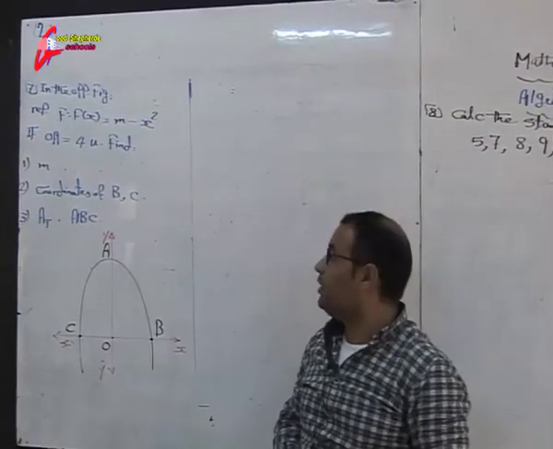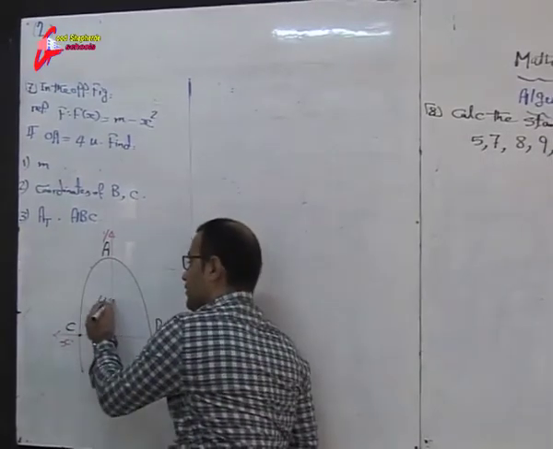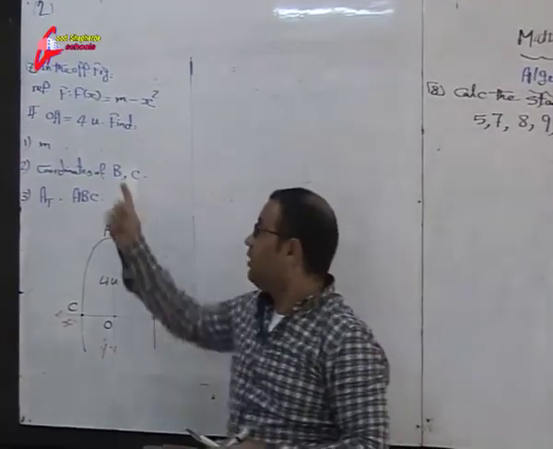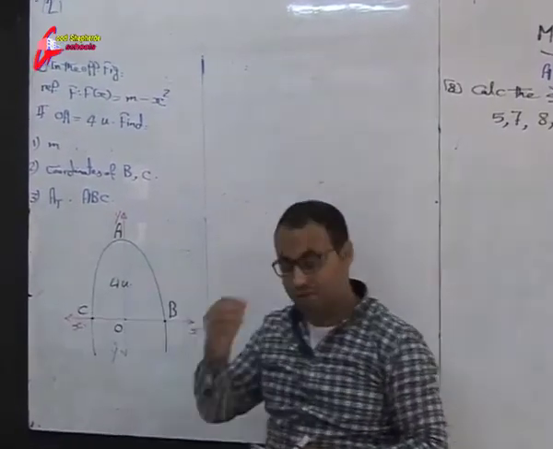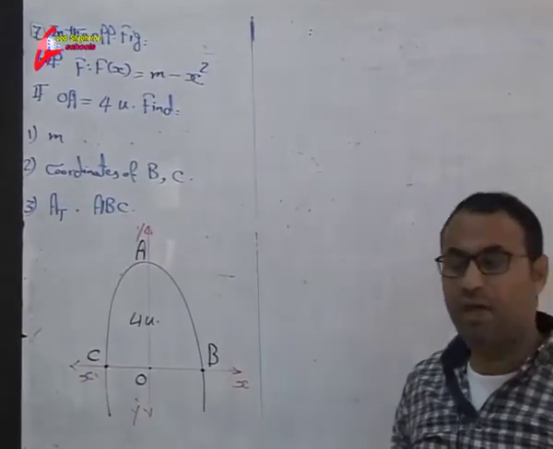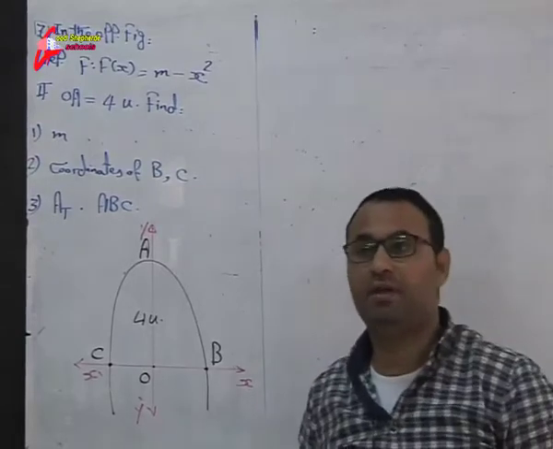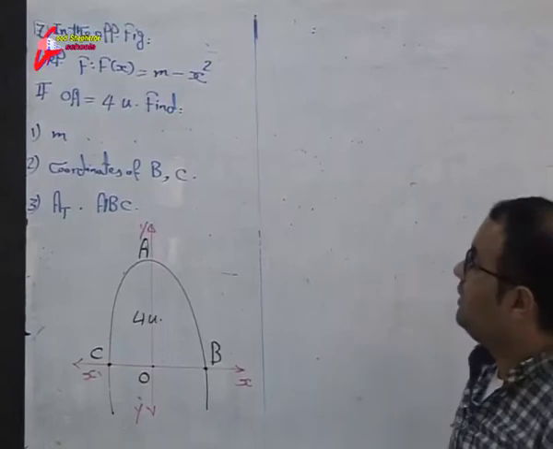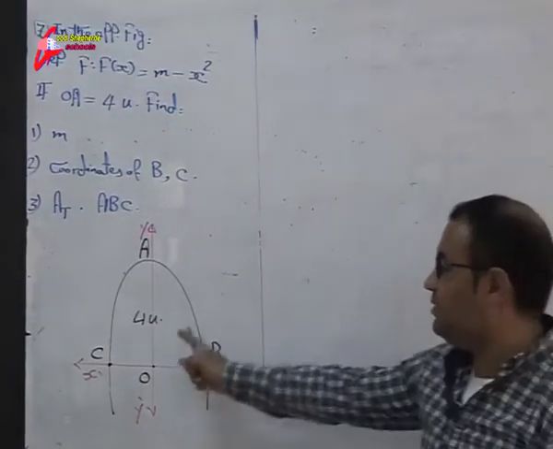Question number 7, in the opposite figure, represent this curve f, where f(x) equals m minus x power 2. If OA equals 4, this is 4 units. Find 3 things: number 1, m; number 2, the coordinates of B and C; number 3, the area of triangle ABC. This is a very important question, and you must learn how to answer this kind of question very well.